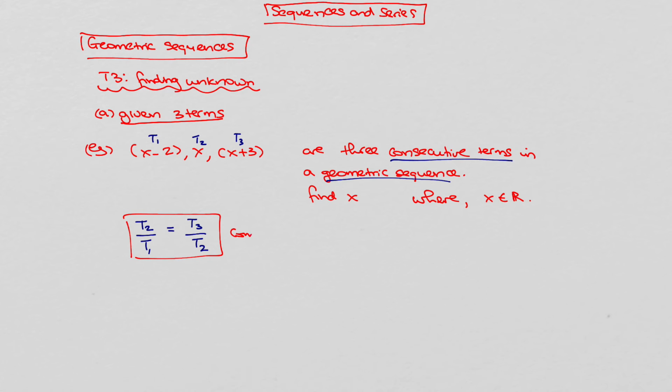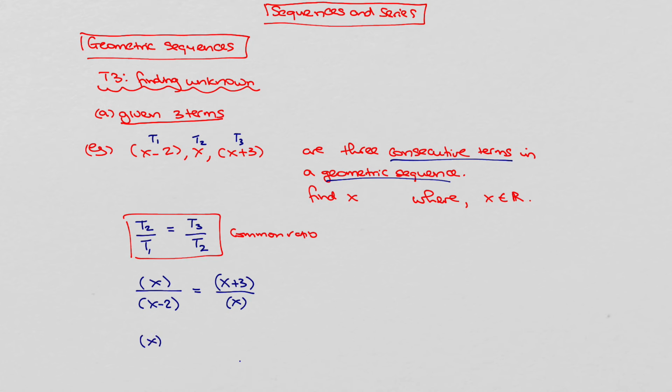In other words, this is our common ratio. So therefore, if I take term 2, which is x, and I divide it by term 1, x minus 2, that must be equal to term 3, which is x plus 3, divided by term 2, which is x. So because the left is equal to the right, I can now multiply across by my lowest common denominator, which would be x by x minus 2. In other words, I'm going to cross multiply.